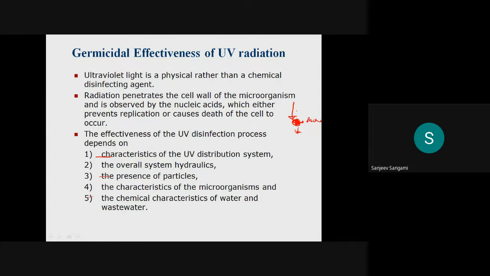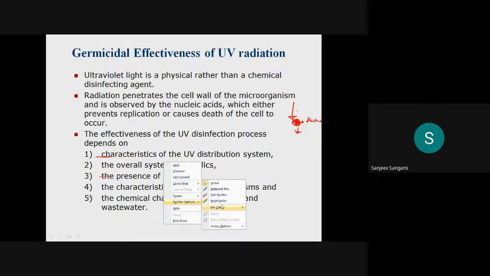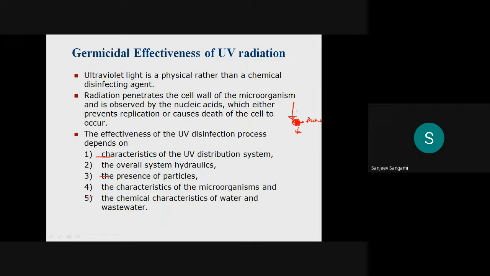In the previous class, we were discussing how effective UV radiation is. The effectiveness of UV radiation depends on the characteristics of the UV distribution system that we already discussed, and it also depends on the system hydraulics. It depends on the presence of particles and on the characteristics of microorganisms.